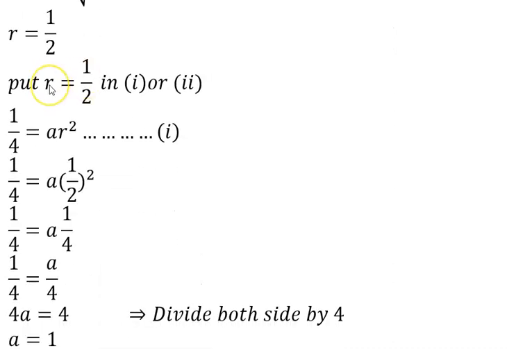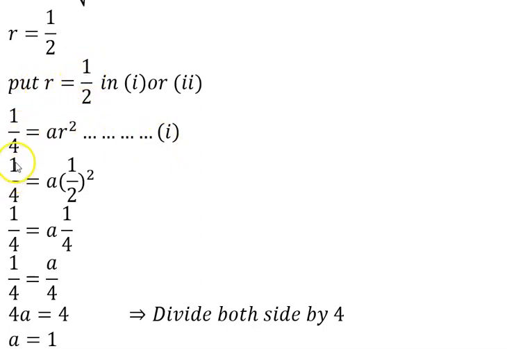Now we'll just put our r, our common ratio that we've gotten, in either equation 1 or 2. So let's just pick one. Let's pick equation 1. If you pick equation 2, you still get the same answer. Our equation 1 says 1 over 4 equals a r raised to power 2. But we've gotten our r to be 1 over 2. So let's just impute our 1 over 2 in our equation 1.